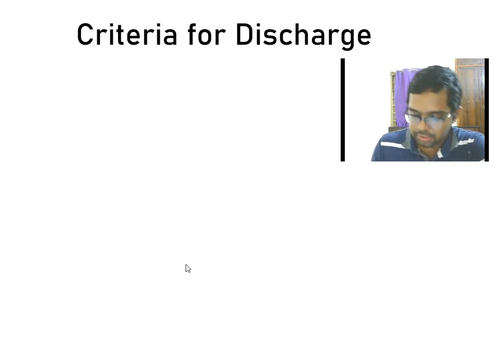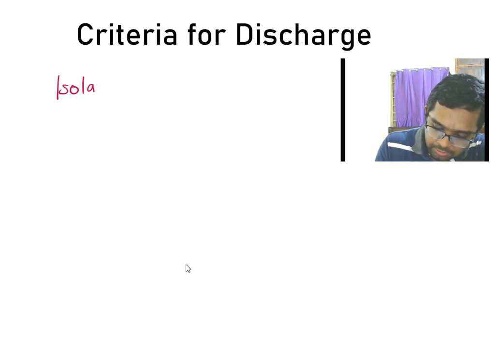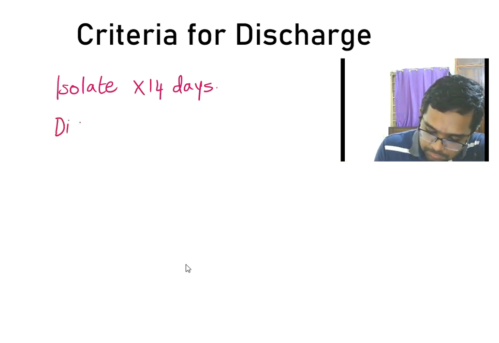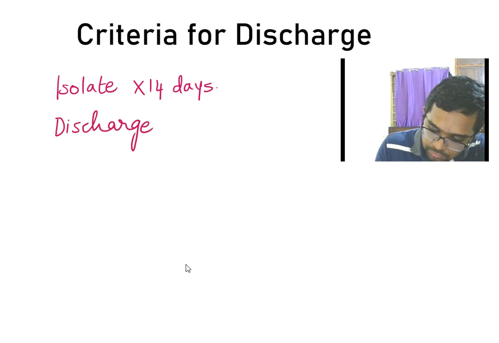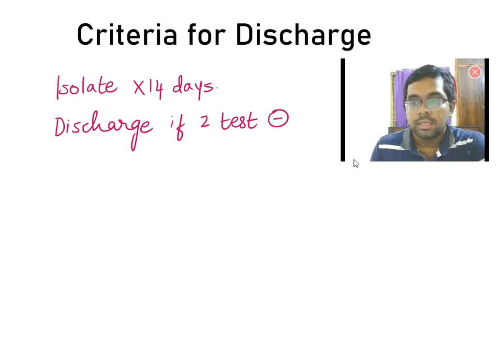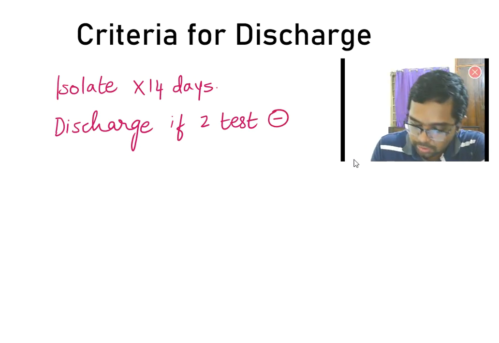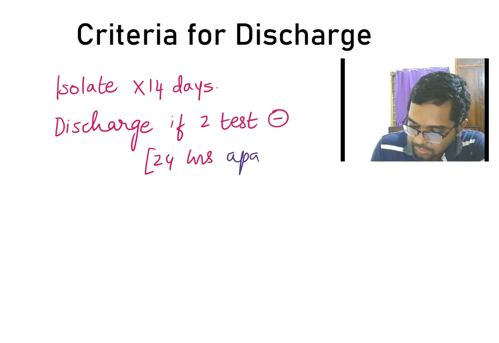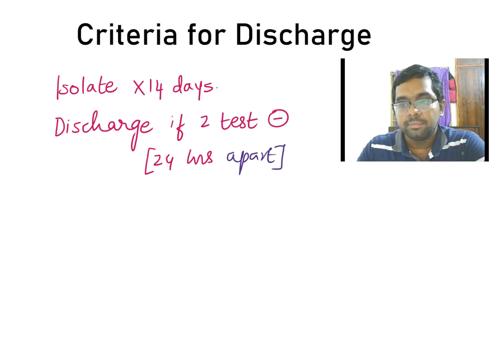So what is the criteria for discharge? You have to keep the child under isolation for 14 days from the time of diagnosis, and you have to do the testing at the end of 14 days. You can discharge the child if two tests are negative. Now remember, the time duration between these two tests should be 24 hours apart. If the two tests are negative, which are taken 24 hours apart, then you can safely discharge that child from the hospital.